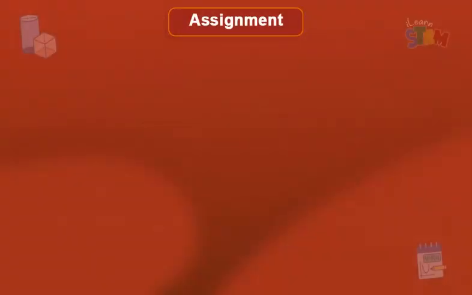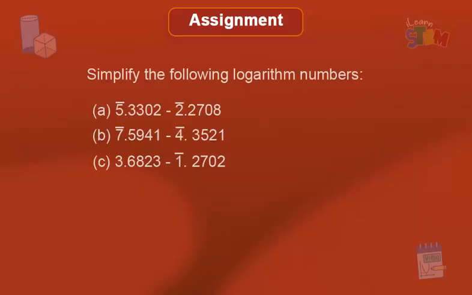Assignment. Write down the following assignment and try solving them yourself. Simplify the following logarithm numbers. Remember to take your time and don't panic if you did not get it the first time.